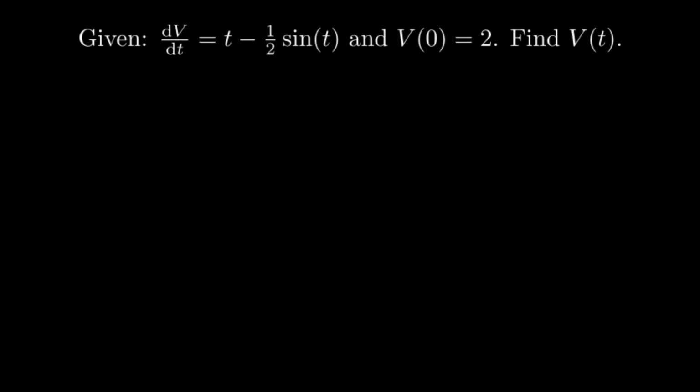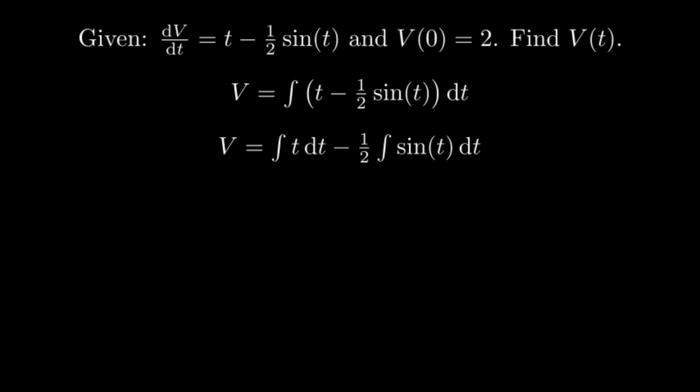Next, question 27. We are given dv by dt equals t minus 1/2 sine t, and v equals 2 when t equals 0. We need to find an expression for v in terms of t. First, we integrate dv by dt to find v. We integrate term by term. The integral of t is t squared over 2, and the integral of sine t is negative cosine of t.